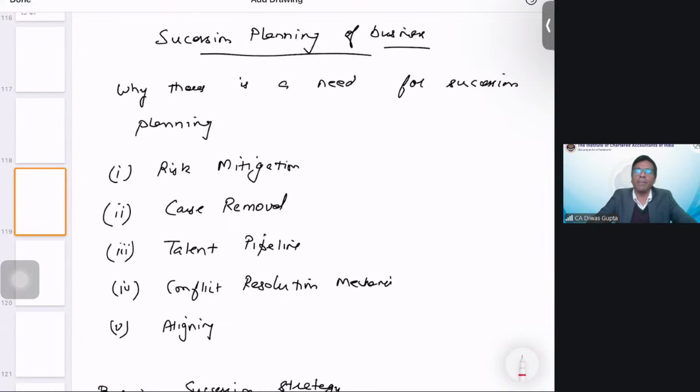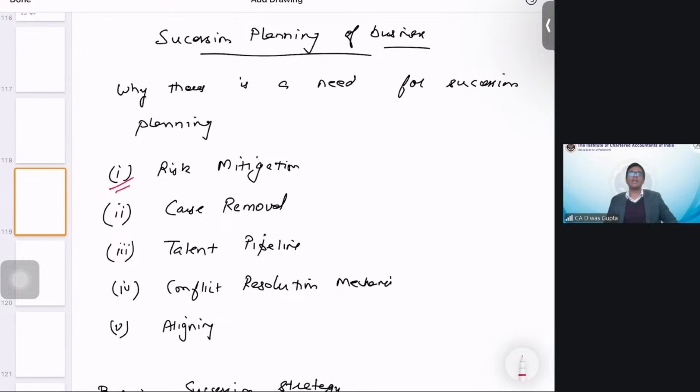Okay. Then there is another topic called succession planning of businesses. This is also one of the important points. So succession planning, students, refers to the planning wherein certain key top positions are analyzed from the point of view of who is going to be the successor and why it is important, why there is a need for succession planning. First of all, let's try to understand that.